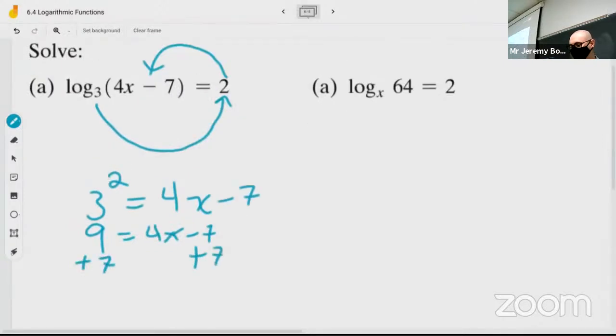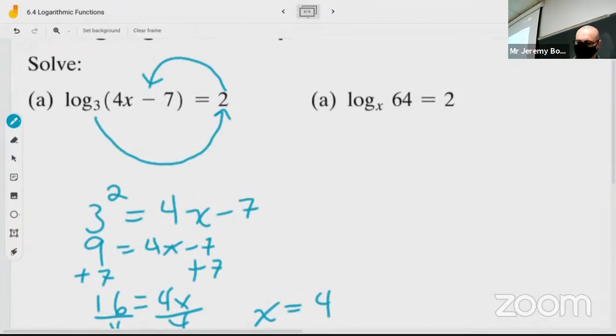Okay, I thought it wasn't going to work out. We're going to get 16 is equal to 4x, divided by 4, and x will equal 4. Now, we still need to make sure that's in the domain of our logarithm. If we plug a 4 in there, we're going to have 4 times 4, which is 16 minus 7, which is 9. That's good to go, as long as it's positive.